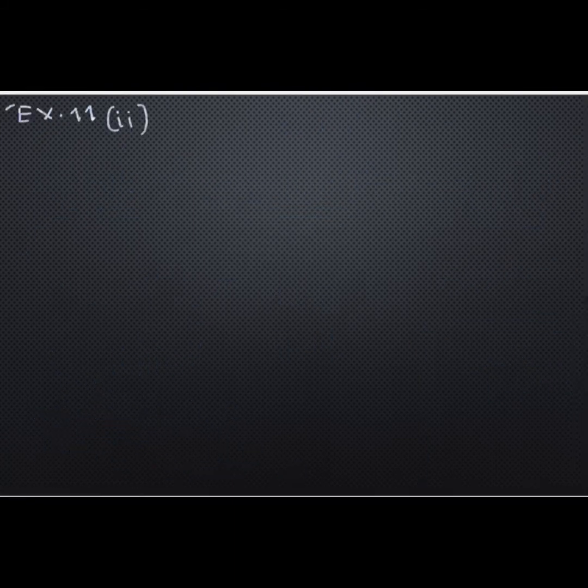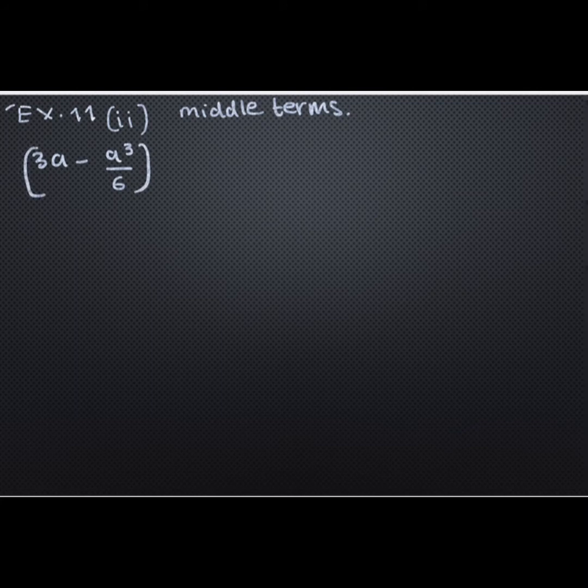Now we will see one example from our textbook, example 11 part 2. Okay, so the question says find the middle terms, and our question is (3a minus a cube over 6) to the power 9, and you have to find the middle term. You know our expansion, when it is 9, our expansion will have 10 terms.